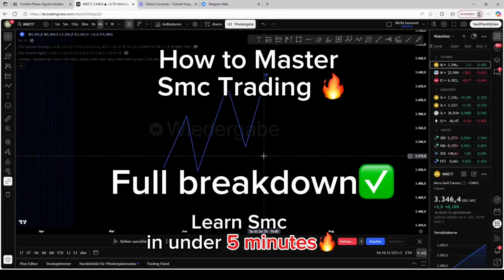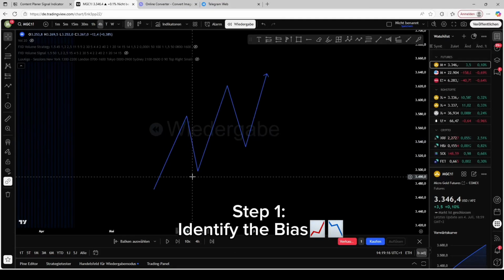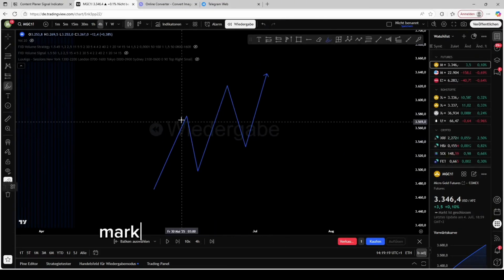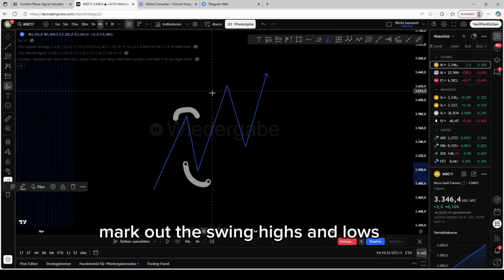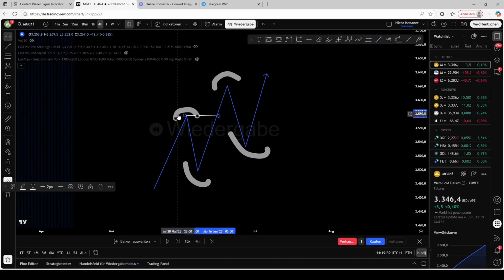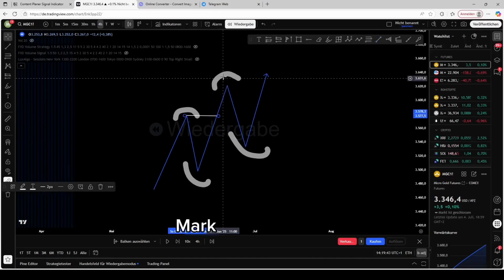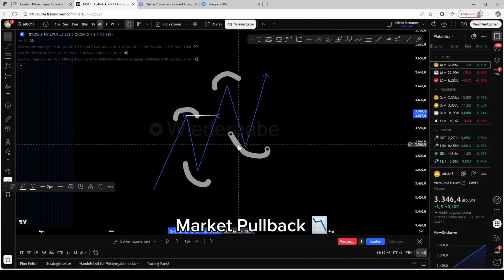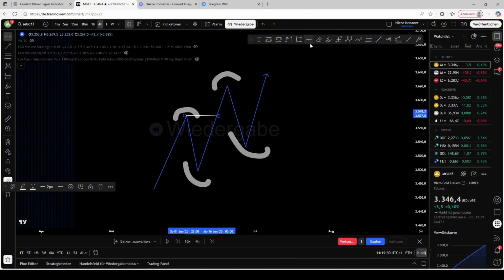The first thing we want to do is identify the overall bias, like the trend. In this case, we're obviously bullish because we make higher highs and higher lows. We want to execute buys. So every time the market structure makes a new high, like this, we break the old high and make a new high, the market will come back to specific zones like imbalances or order blocks.